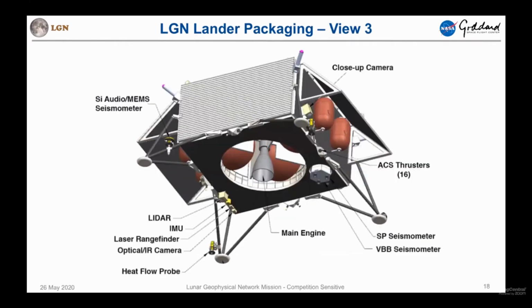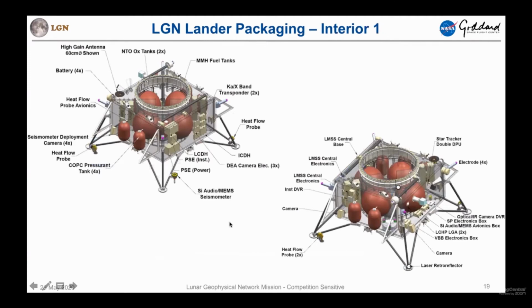Again, looking up underneath, you can see here we have stored the VBB and the short period seismometer package underneath the lander. You'll notice there is no robotic arm as there is on InSight, because this is quite heavy, has a lot of moving parts, and we're trying to keep this simple. Again, looking at how we're packing everything together with the fuel tanks and the batteries, we have our landers put together quite nicely, at least in CAD and PowerPoint.